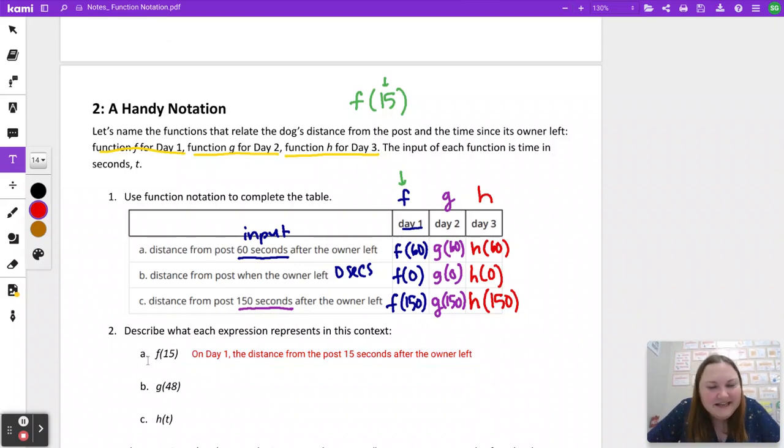So similar to what we did for part A, you've got parts B and C that you're going to try, just like we did here in red. See if you can come up with a phrase or a sentence describing what those 2 things represent. Go ahead, pause the video and try those now.